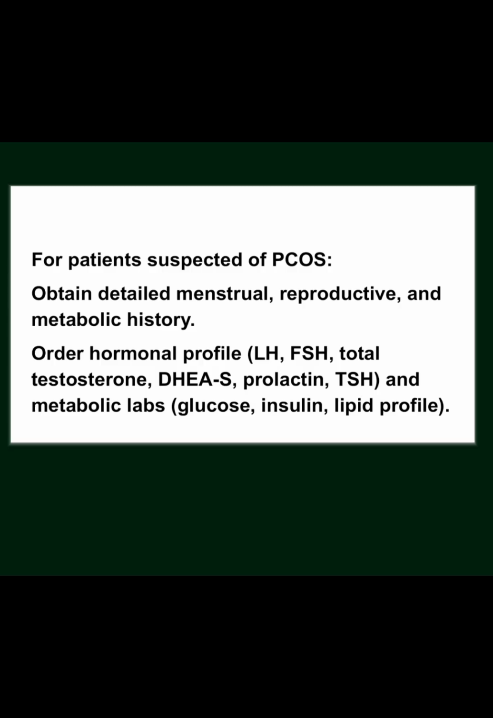Okay, we need to ask them if they're having irregular menstrual periods, how many pads they're changing, are they fully soaked. Because they can have irregular menstrual periods due to that anovulation we've been talking about. We need to ask them about their reproductive life. Okay, we need to ask for their metabolic history as well. Okay, we need to order a hormonal profile. Okay, we need to order luteinizing hormone, FSH, total testosterone.